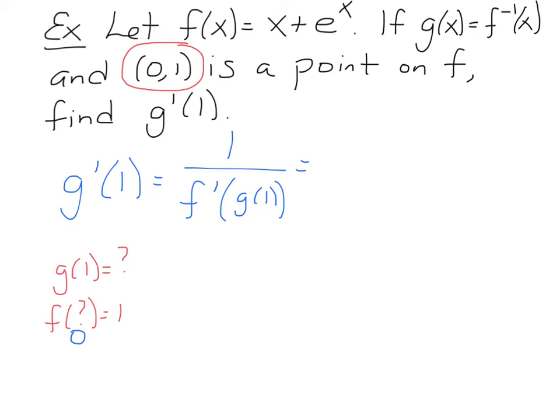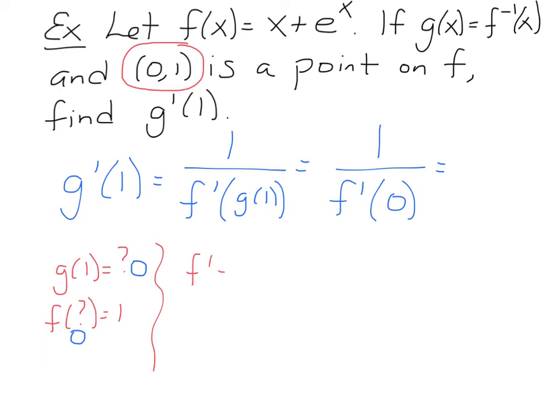And so the inverse, g, those are just flipped. G of 1 will equal 0. And so I'll rewrite that. I now have 1 over f prime, g of 1 is 0. And now I need to just take the derivative of f and plug 0 in. And I'll do that right here.